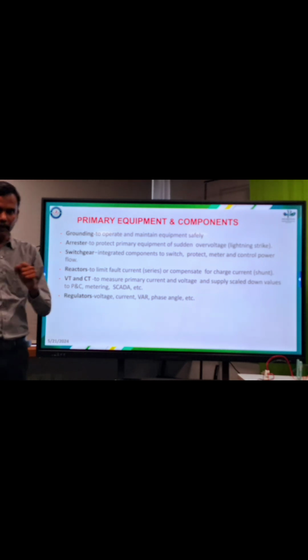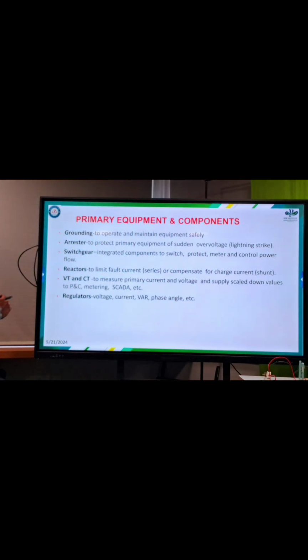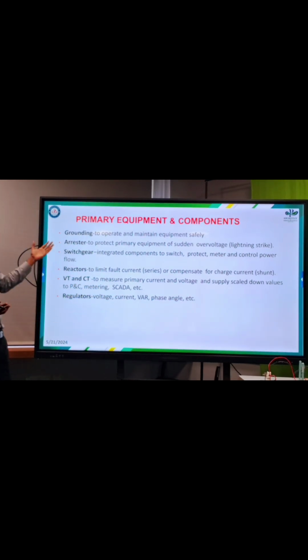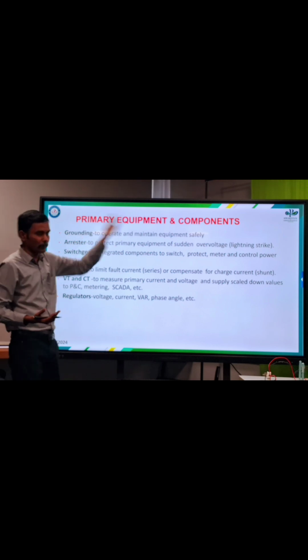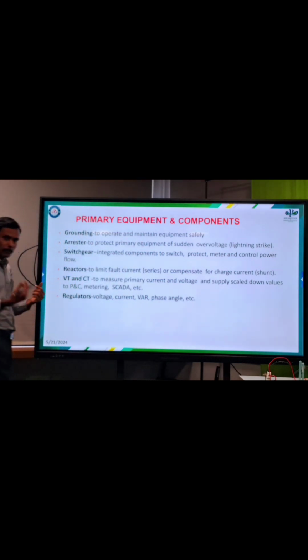Let us see about the primary equipments and the components that are mainly involved in the power system. As we are studying protection and switchgear, these are the main primary equipments. First, I can say this will be grounding. Grounding is very important, and you see it in almost all your home appliances. Why is it main? Grounding or earthing is to operate and maintain the equipment safely. It is also useful as a safeguard for the human beings handling these power system components.